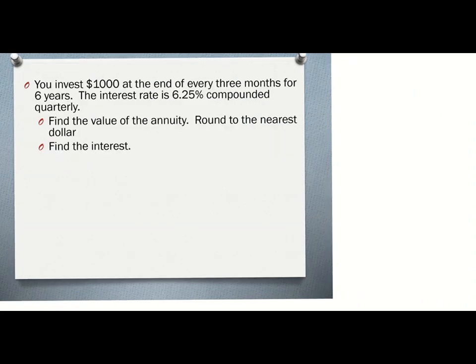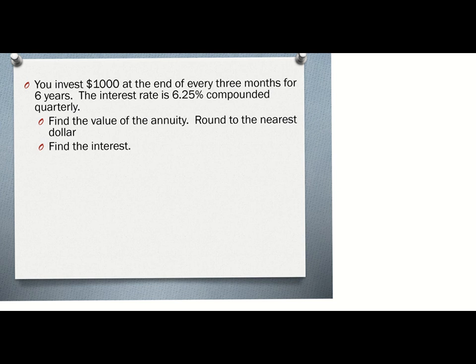All right, so here we are investing $1,000 at the end of every 3 months for 6 years, and my interest rate is 6.25% compounded quarterly. So we want to find the value of the annuity and round to the nearest dollar, and then we want to find the interest.